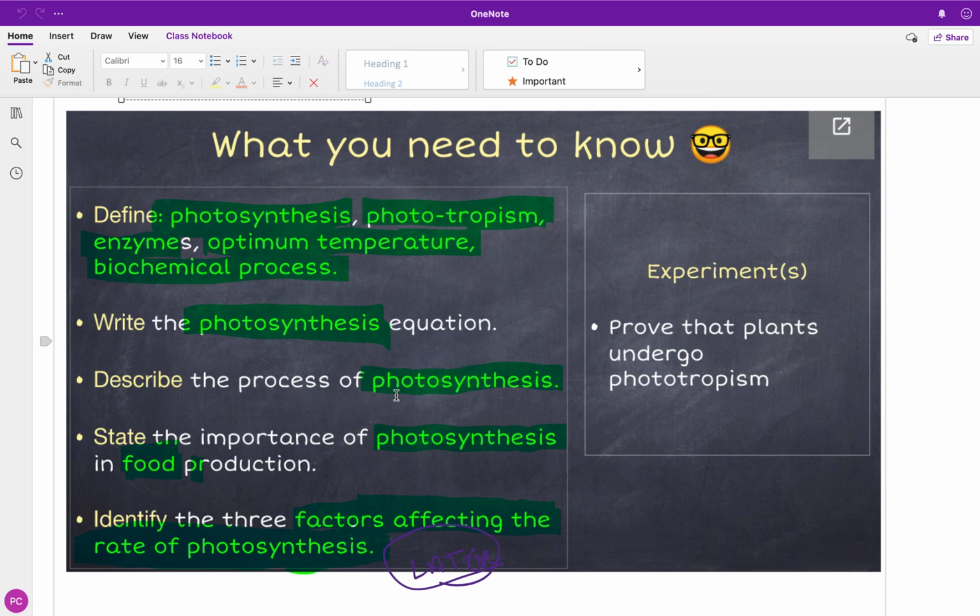Another one is this one here. We can prove that plants undergo phototropism. You're saying, well, you haven't even told us what phototropism is yet, but you'll see that we can prove this, what phototropism is, whatever it is. We'll get to that in a minute.